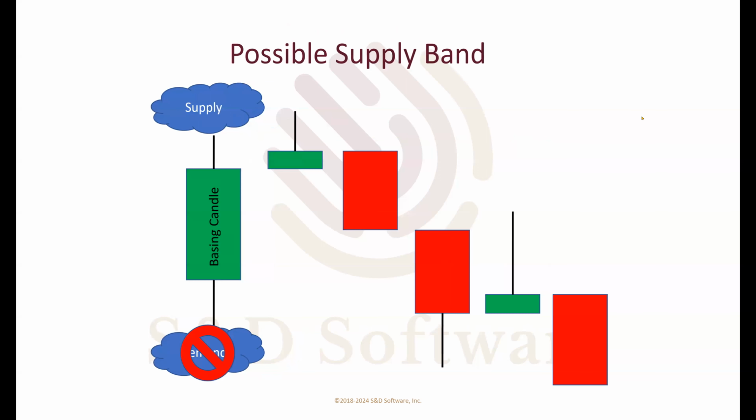Now, let's look at a possible supply band. Here we have a base. Again, we had supply and demand above and below, trapping price within the base, but now price has broken out to the downside. So that demand has been eliminated, and we have supply above that's left behind.